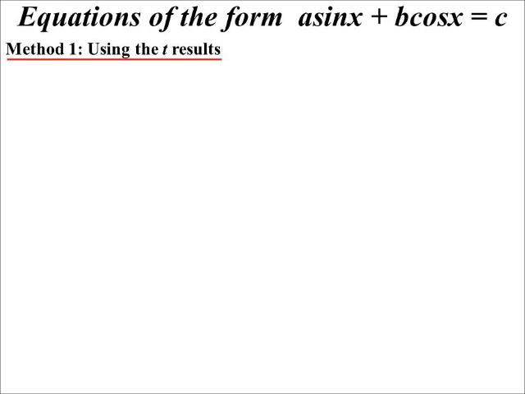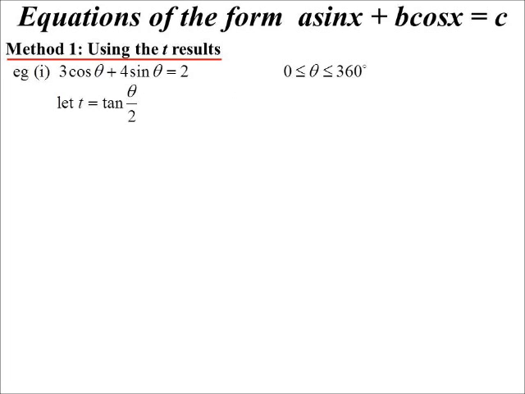Because if it was 0, we could move the cos x to the other side and create a tan x by division. But if it's a different constant, we can't. So the first idea is to use the t results. And what we end up doing is we turn a trig equation into a quadratic equation. So here's an example. 3 cos theta plus 4 sine theta equals 2.